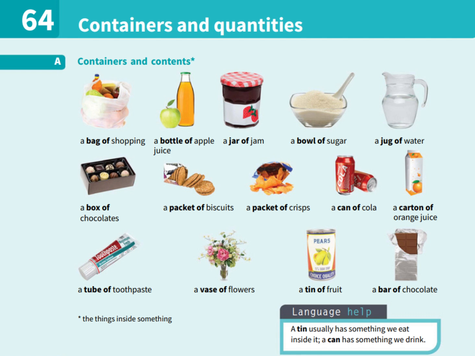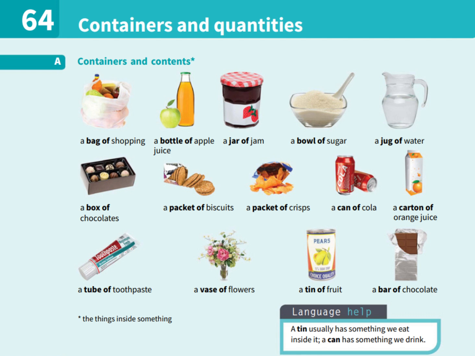Biscuits and crisps are often sold in packets, so we say a packet of biscuits and a packet of crisps. Cola may come in a can of cola, while orange juice may be sold in a carton of orange juice. Toothpaste comes in a tube of toothpaste. Flowers can be arranged in a vase of flowers. Fruit may be sold in a tin of fruit, and chocolate may come as a bar of chocolate.